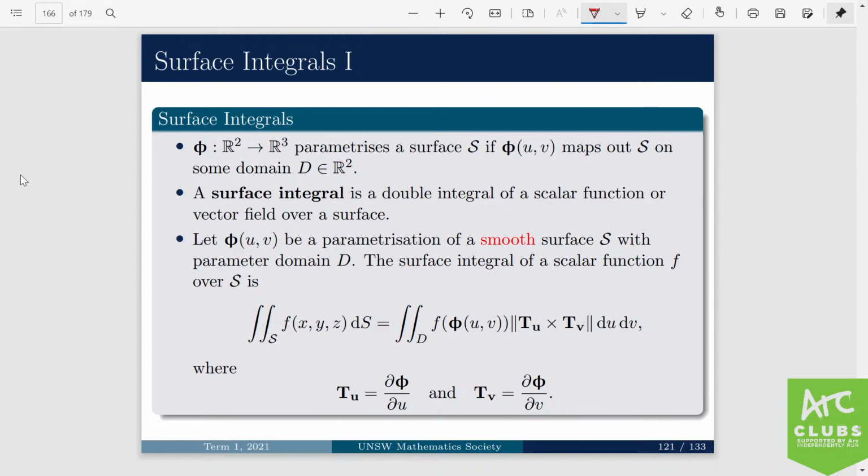So instead of taking the norm of C dash, we take the norm of the cross product of these two, and this is actually the normal. It's like the normal vector. Essentially, Tu is the partial derivative of phi with respect to the first component u. Tv is the partial derivative with respect to the second component v. And when you take the cross product of two vectors, remember you get the normal. I can't really draw it.